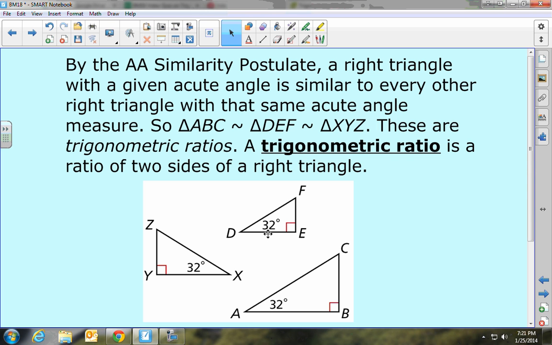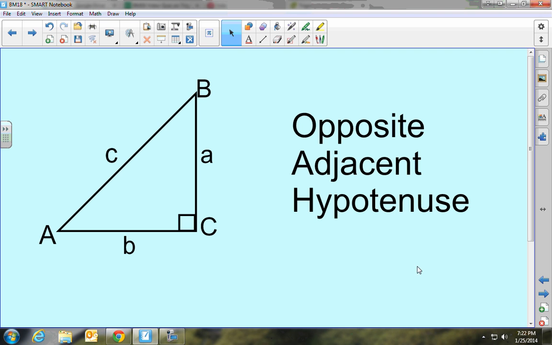If you're given two angles of a triangle, there's only one other angle that it could be. So we only need to know a couple small things about a triangle in order to know all things about that triangle. And that's the basic information that we need going forward here.